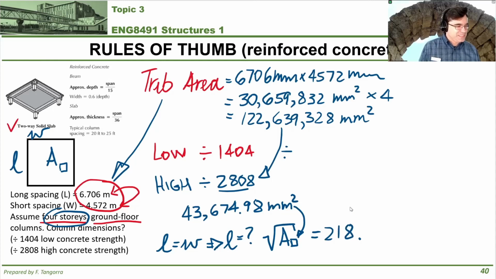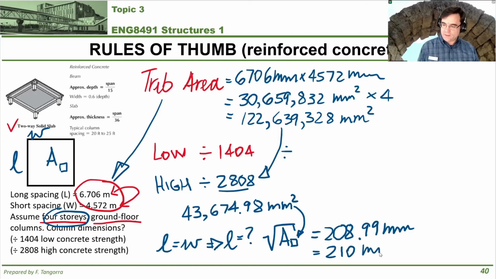No, I'm making a silly mistake again. I'm not paying attention. Sorry, it was 208. That was correct the first time around. Okay. It's 208. I guess this is what happens when I rush, huh? 208.99 millimeters. Like this. Is that the answer? No, we round up to the nearest 5 millimeters. So that makes it 210 millimeters for both length and width, because we're told this is going to be a square column. Okay?